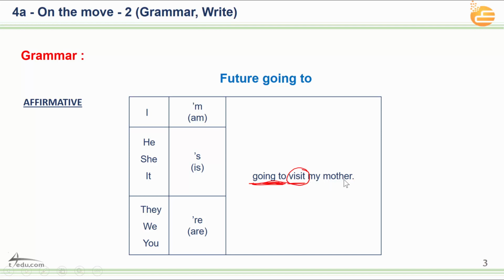My mother, for example. So I'm going to visit my mother. For example, she's going to visit my mother. They are going to visit my mother. Okay, everyone? Very nice, very easy.